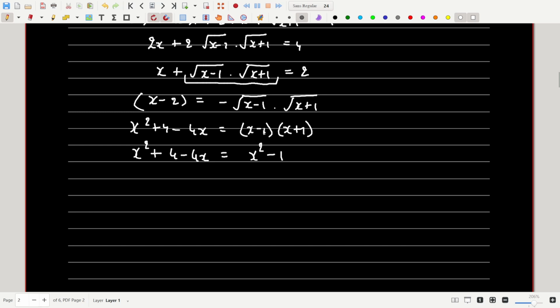So x squared cancels out, and we get 4, or let me do this in two steps. Minus 4x is equal to minus 5, which means 4x is equal to 5, which means x is equal to 5 by 4, which is the answer.